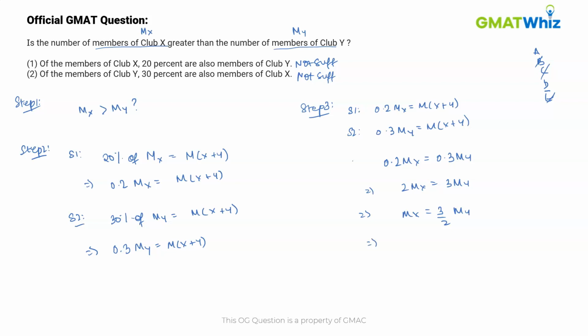Now, the value of MX is 1.5 times MY. That means to get the value of MX, we have to multiply MY by 1.5, and hence MX is greater than MY. So, after combining the statements together, we can answer the question with a definite yes, that the number of members of Club X is greater than the number of members of Club Y. Hence, the correct answer is C.